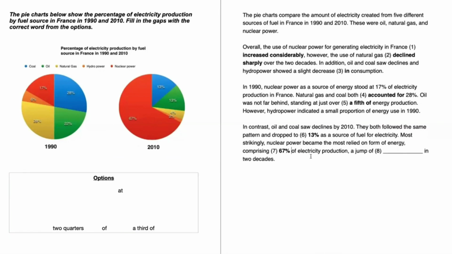And our last question here, a jump of blank in 2 decades. So we're looking at a jump. So we're looking at the data from 1990 to 2010. If you subtract 17% from 67%, you get 50. And 50 is 1/2, or you could say 2/4. And there you have it. That is the correct answer. Great job with these 2 exercises. Let's quickly wrap up this lesson.